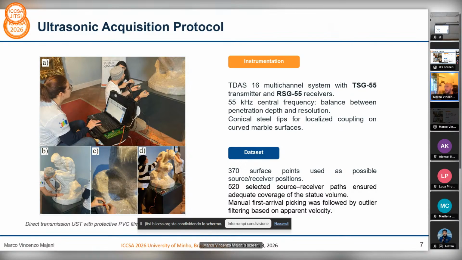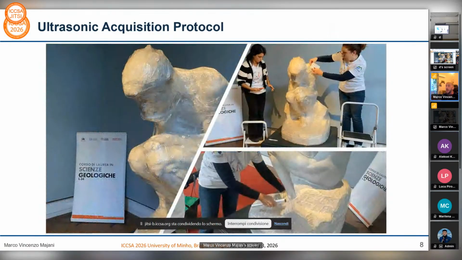A total of 3017 surface points were available as possible source and receiver positions, from all possible combinations. 520 source-receiver paths were selected to ensure adequate coverage of the statue volume. The sensors had conical steel tips, which helped to obtain localized contact on the curved surface of the statue. However, because the marble surface is porous and historically valuable, the coupling gel could not be applied directly on the statue. The protective PVC film solved this problem by separating the gel from the stone while maintaining acoustic coupling.